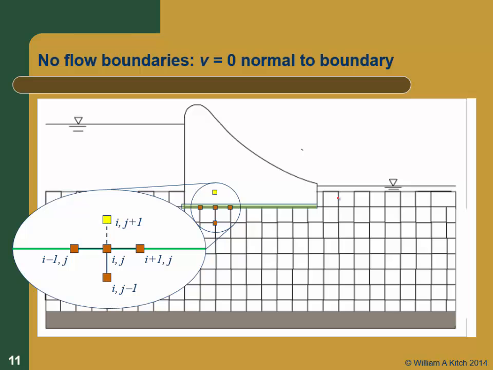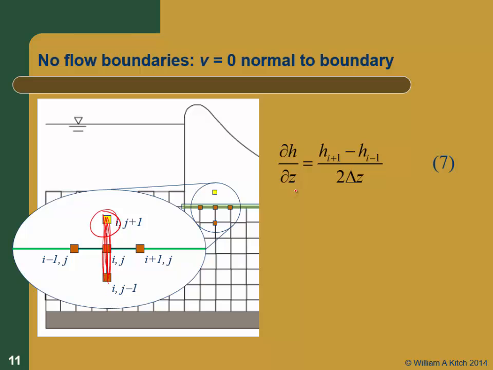be equal to 0. So how can I ensure that there's no flow in this direction? Well, the way I'm going to ensure there's no flow in this direction is I'm going to put a pseudo node on the other side of that boundary. I call them mirror nodes or image nodes. And then I'm going to write the equations to ensure that there's no gradient in this direction. And remember our first Taylor series expansion was that dh/dz was equal to h(i+1) minus h(i-1) divided by 2 delta z. Well, what's dh/dz? That's the change of head in some direction, right? And if we're going to have no flow in that direction, there can't be any change in head in that direction. So all I have to do is set this thing equal to 0, right?